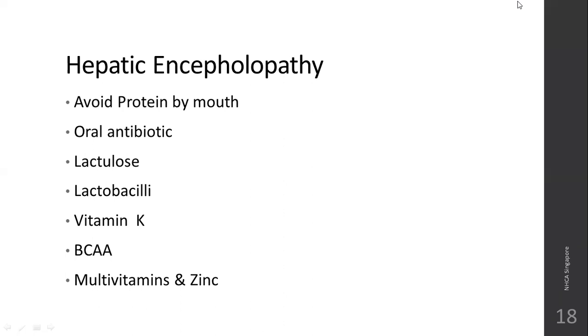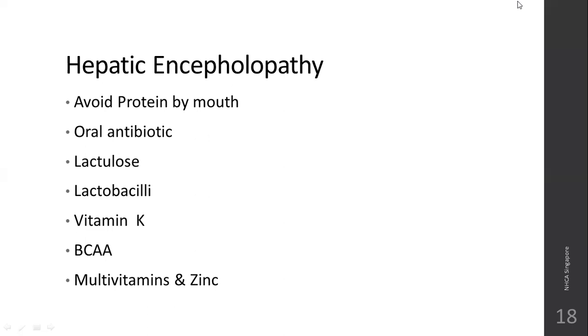Blood transfusion, if required, will be given. Salt-free albumin is given. Vitamin K is also supplemented. Branch chain amino acids are given, like valine, leucine, isoleucine. They help in liver regeneration. Multivitamins are also orally administered, and zinc supplements as well.